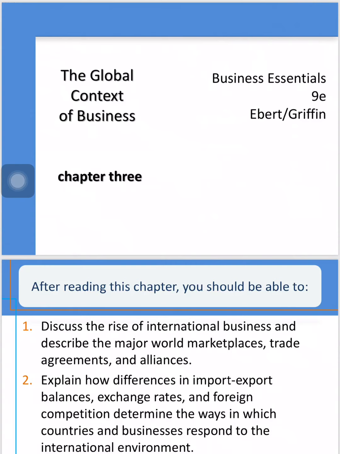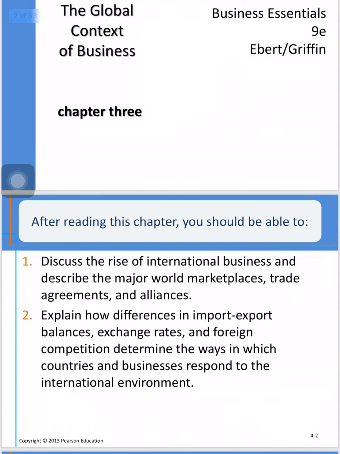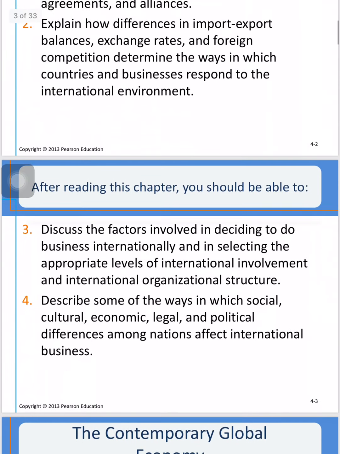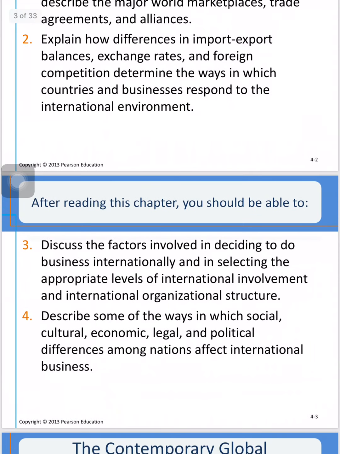The global market has evolved into major world marketplaces held together by trade agreements and alliances. A number of factors affect how countries and businesses respond to the international environment. Managers and entrepreneurs find themselves challenged by the number of factors that influence their international involvement. After reading this chapter, you should be able to answer all the questions.